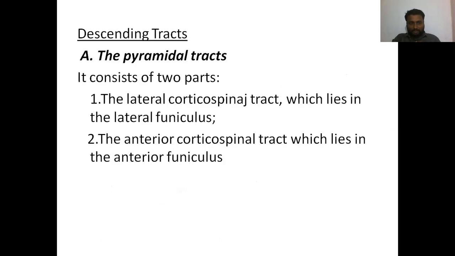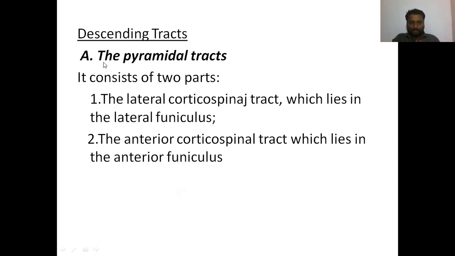ascending and descending fibers. First, what are the descending fibers? What are descending tracts? What is meant by tract here? These fibers are seen in bundles. That bundle is known as a tract. So that is what is meant by descending tracts or descending fibers.